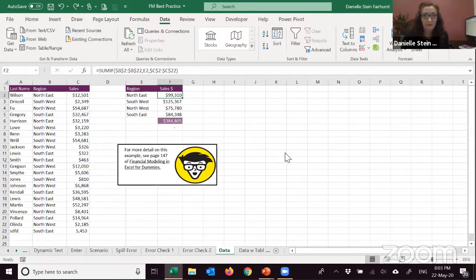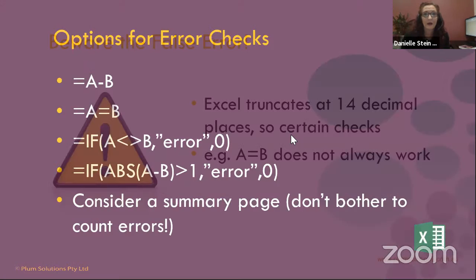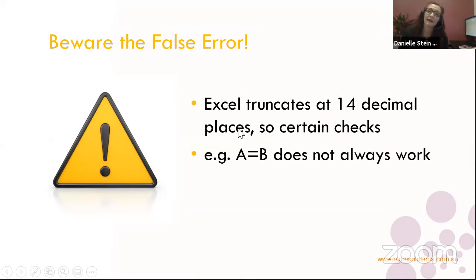So just jump back into here. Just be careful that Excel does truncate at 14 decimal places. So sometimes it might say that it's 0.000000 out, when in fact it isn't, so just be aware of that.